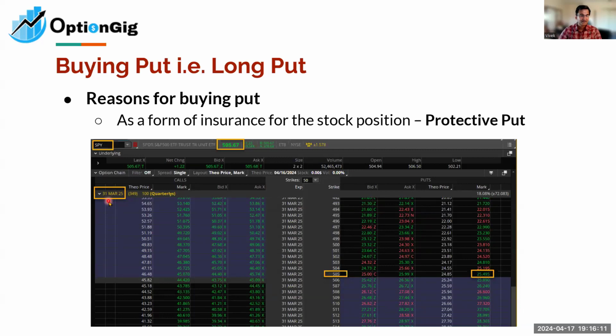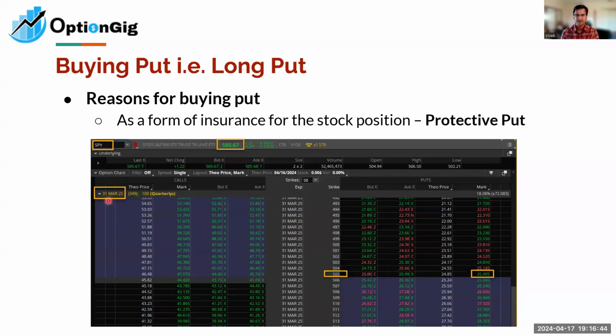In that case, I could actually buy this SPY put option contract, which will give me protection all the way till 31st March 2025. Today, I have to pay $2,500 for one contract. Means for protecting one share, I have to pay $25. For protecting 100 shares, which is part of a contract, each contract will be $2,500.